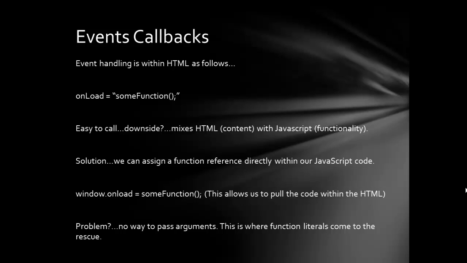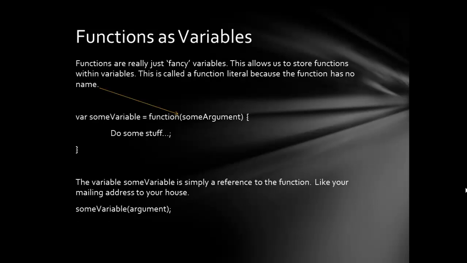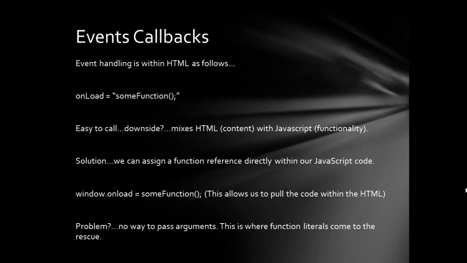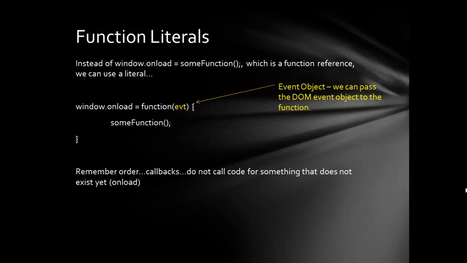You can't pass arguments to it. That's why we need function literals like this. So this one would not be able to pass an argument to it. Just an FYI there. So here's a function literal. We have window.onload equals some function. That's a function reference. Instead, we can use a function literal where we say window.onload equals function event. Now, that evt, you may see the word event, you may see the word evt. It's not so important what word is in there. It's a lot like a function argument. It can be whatever you want, but I'll explain what that does in just a second.